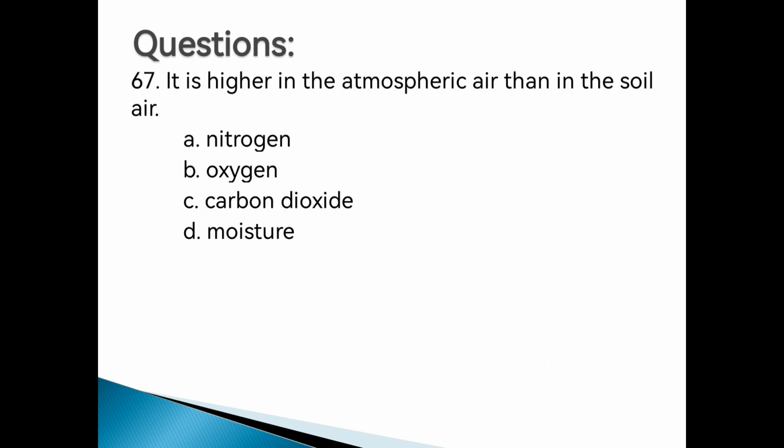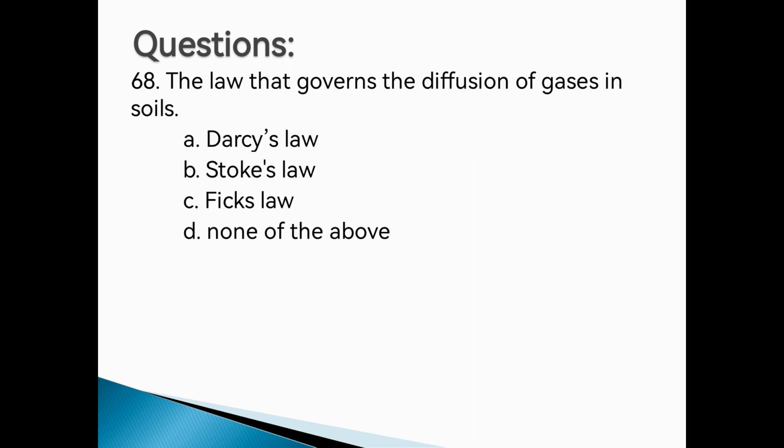Number 67. It is higher in the atmospheric air than in the soil air: A, nitrogen, B, oxygen, C, carbon dioxide, D, moisture. The correct answer is B, oxygen. Number 68. The law that governs the diffusion of gases in soils: A, Darcy's law, B, Stokes' law, C, Fick's law, D, none of the above. The correct answer is C, Fick's law.